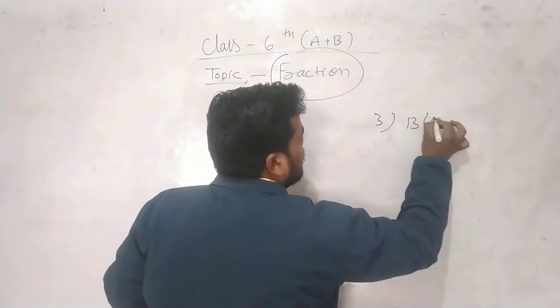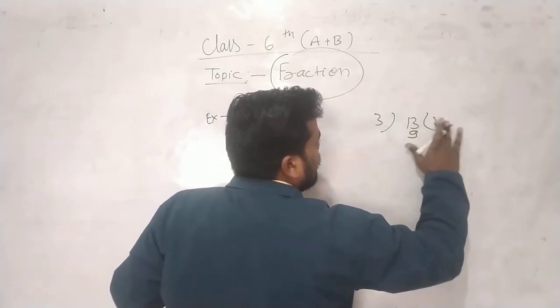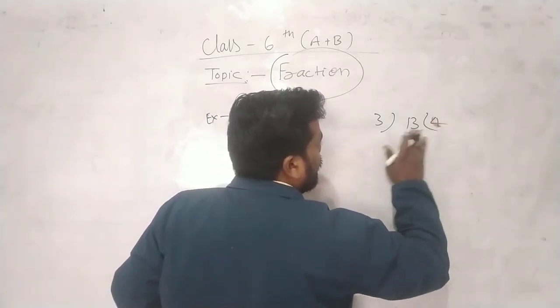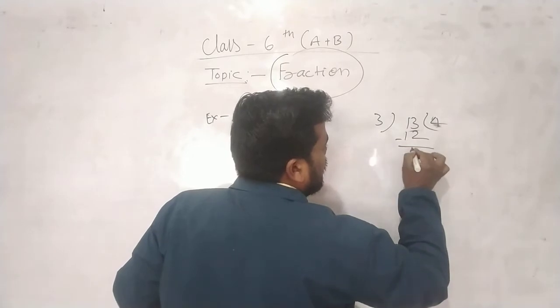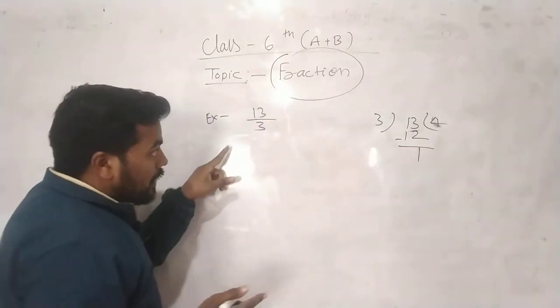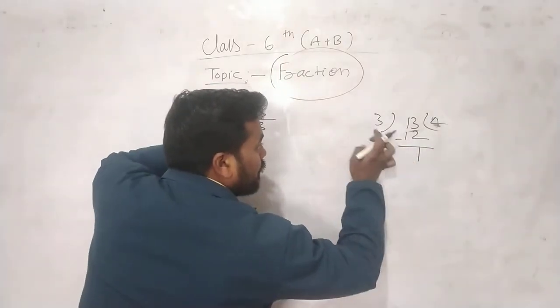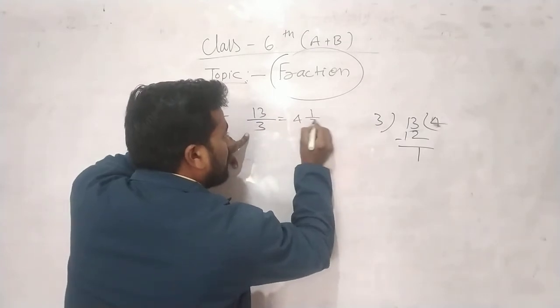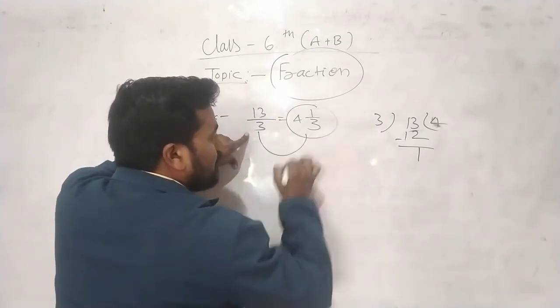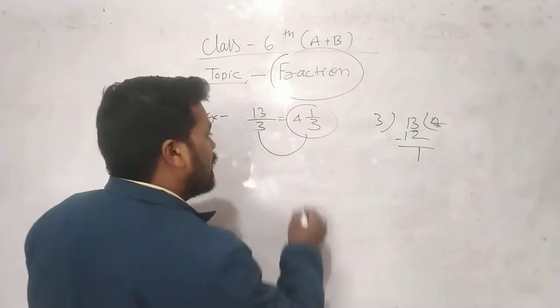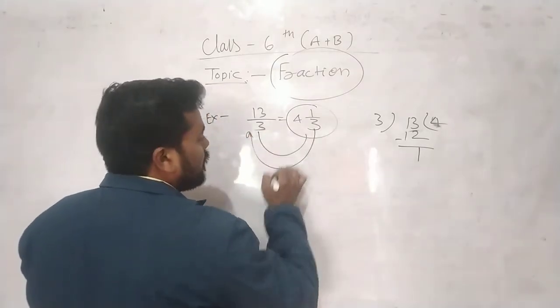Divide 13 by 3. 3 3 ja 9. Okay, and you know that 3 4 ja 12 होगा. Okay, 3 4 ja 12, 13 minus 12 is 1. So we will write like this: whole 4 1 upon 3. Whole 4 1 upon 3. It means improper fraction changes into mixed fraction and mixed fraction changes into improper fraction.